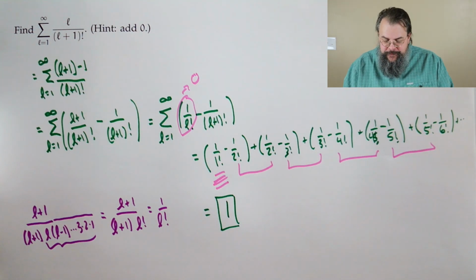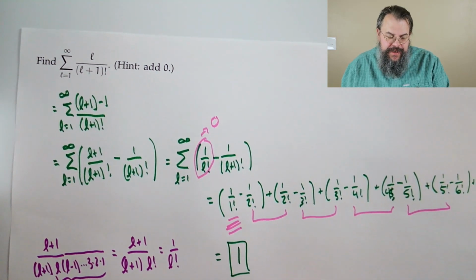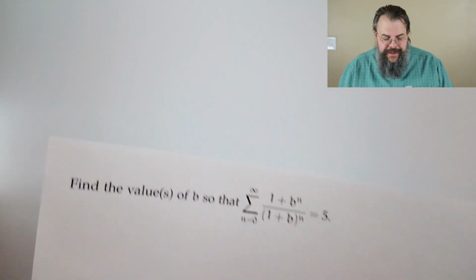Cool. Good. Wow. Nice. That was a fun problem. Haha. Add 0. What a good thing. Whoever came up with adding 0, they were pretty good. They knew what they were doing. They had a plan. All right.